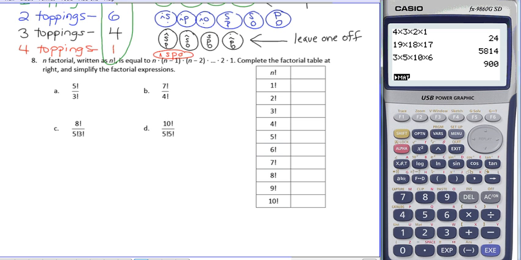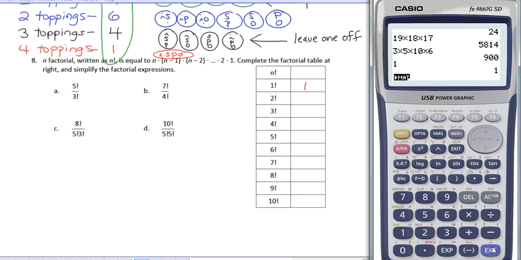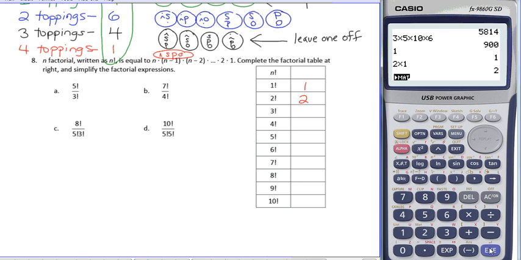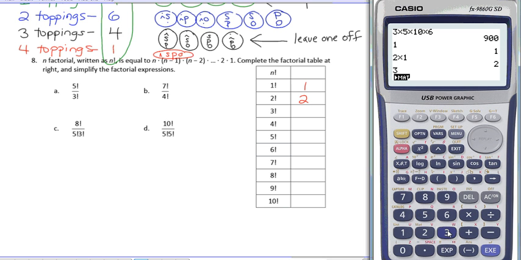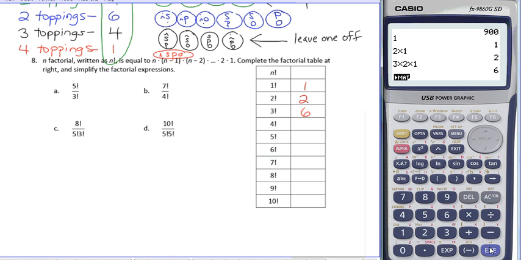So, 1 factorial. 1 factorial is just 1. And on my calculator, that would just be 1. 2 factorial is 2 times 1, which is obviously 2. 3 factorial is 3 times 2 times 1, which is 6. 4 factorial is 4 times 3 times 2 times 1, which is 24.